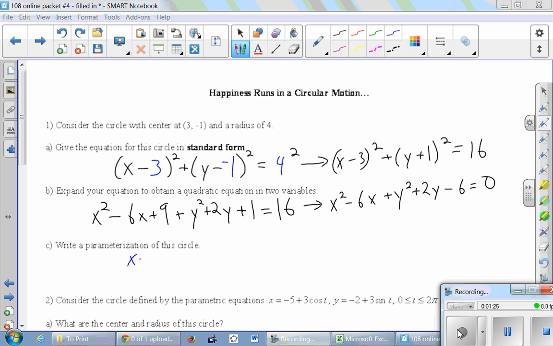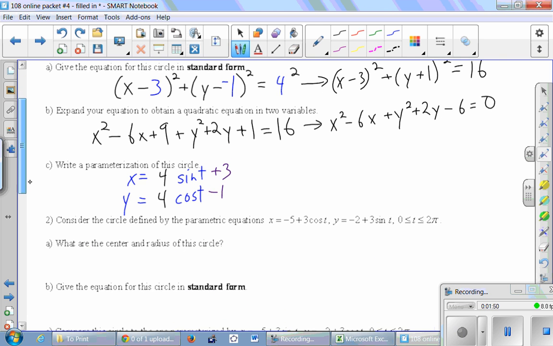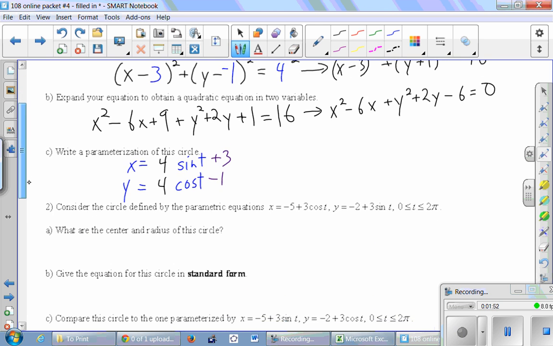Let's see, write a parameterization of this circle. Okay, so we'll begin with x equals and y equals. I'm going to put sine on the first one and cosine on the second one. That's an arbitrary choice. We discovered in class that the radius goes in front, so 4 in front of each of these, and then the center gets added or subtracted at the end. Plus 3 for the x coordinate of the center, minus 1 for the y coordinate of the center. So these questions are really easy, really short if you know the formulas.